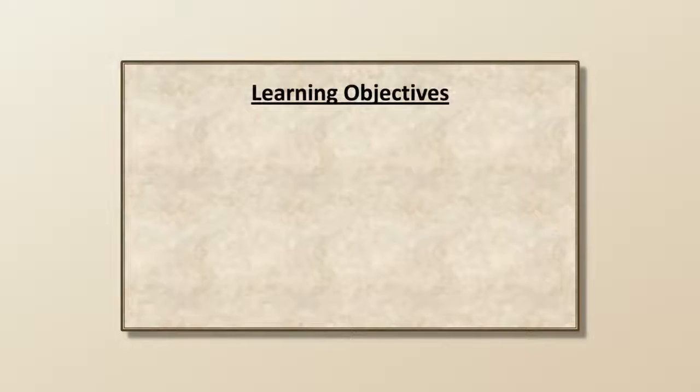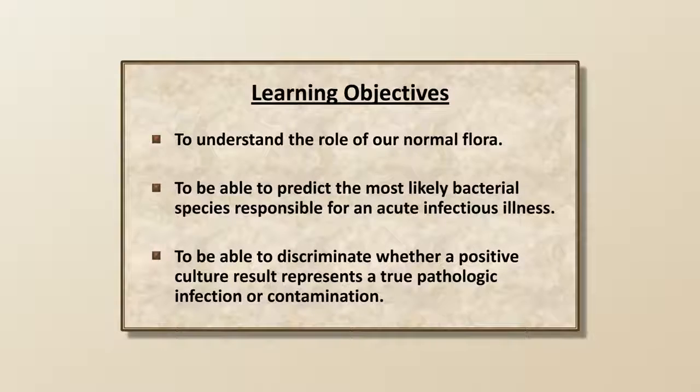The specific learning objectives of this lecture are to understand the role of our normal flora, to be able to predict the most likely bacterial species responsible for an acute infectious illness, and to be able to discriminate whether a positive culture result represents a true pathologic infection or contamination.